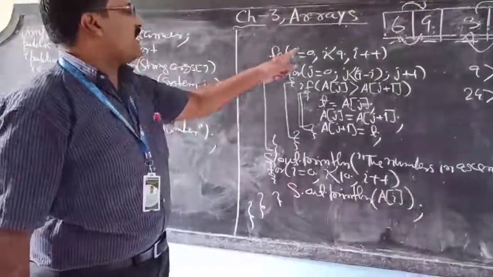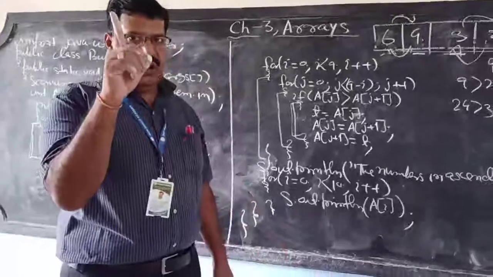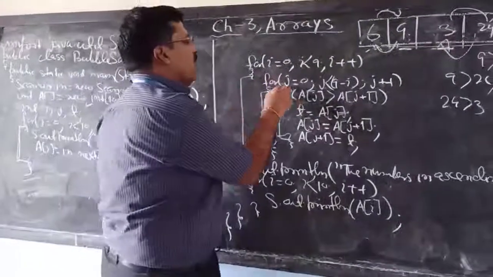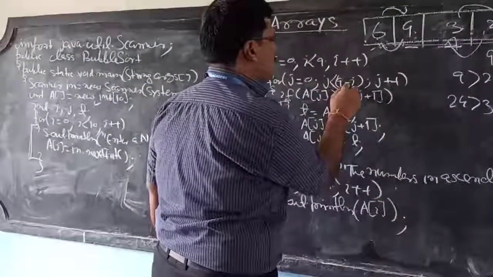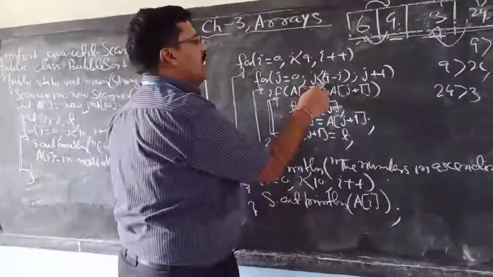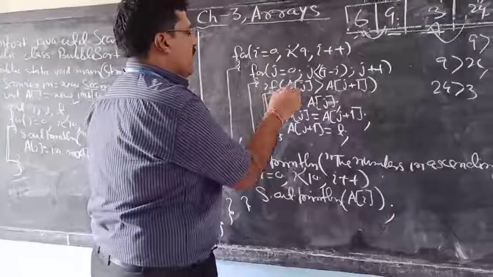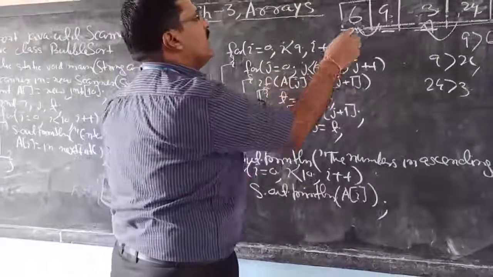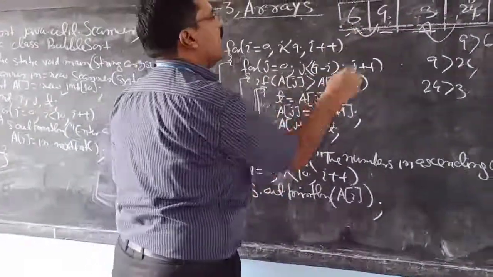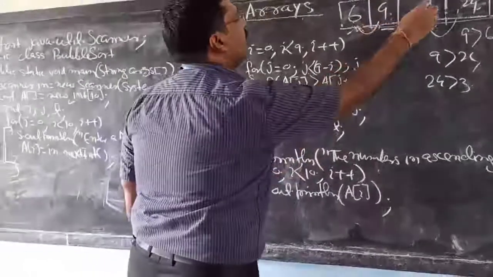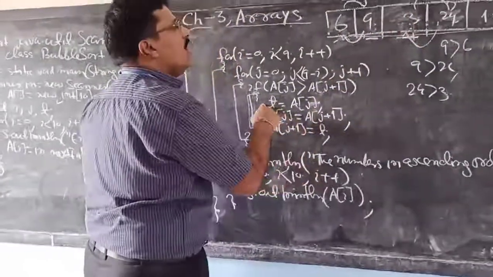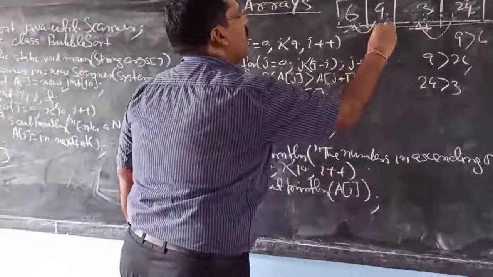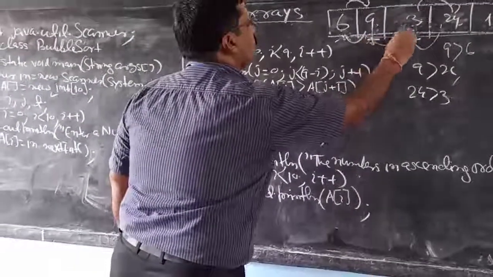Again, go for the next i. The next i will be 1. Again, j = 0, and j < 9 - 1. The 9 minus 1 means till 7 it will go. If a[j], meaning a[0], which is 6, is greater than 9? No. Is 9 greater than 3? Yes. The 3 comes to the a[1] place and 9 goes to the a[2] place.